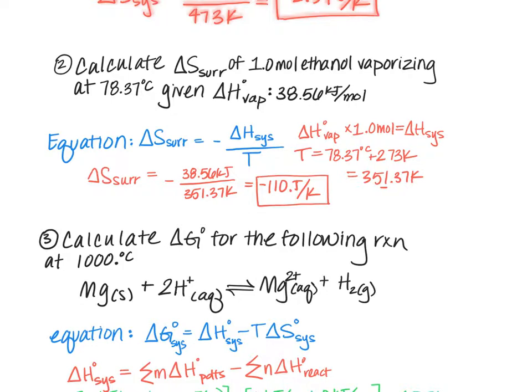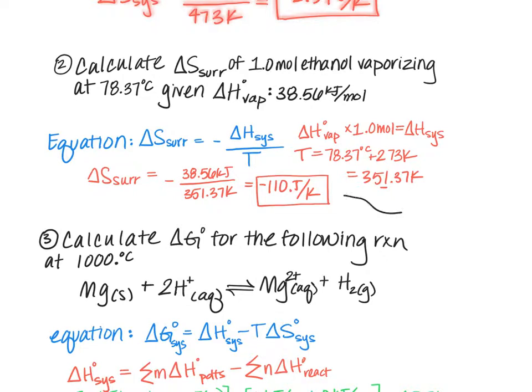So the tricky thing here is not determining the equation, it's determining how to plug in delta H of the system when given delta H of vaporization. So how do those two have anything to do with each other? Well, it says that 1 mole of ethanol is vaporizing. So to give you an idea of what is happening, hopefully I can fit it in here.